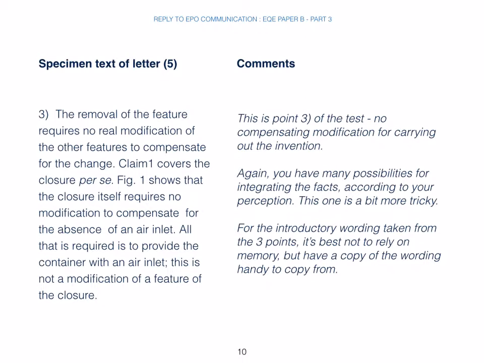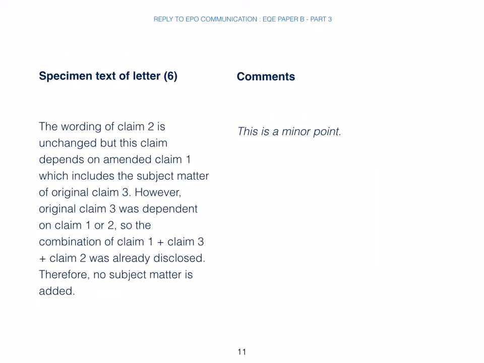Note that when arguing the three-point test, I've taken the introductory words from the three-point test itself, and it's a good idea to bring with you in the exam some notes on such standard wordings that you can copy out instead of relying on your memory. Next, we'll comment on claim 2, which is a minor point.